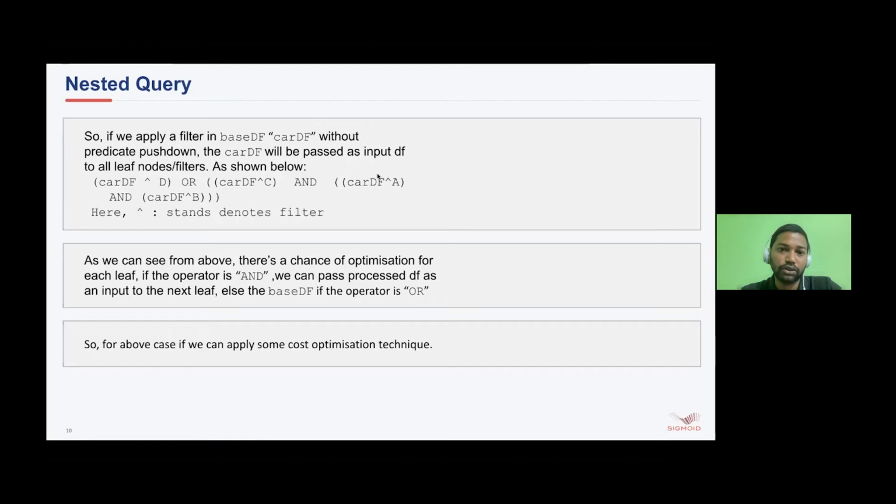We can pass it to this A and B filter, and then that can be used as an input for both A and B. Similar to that, now if A is filtered out from the output of the C, that can be passed to the B as the operator is AND. So this optimization, we see this pattern, and this was used in our optimization technique. So let's see how we have done that optimization.